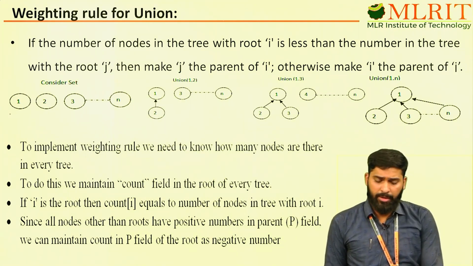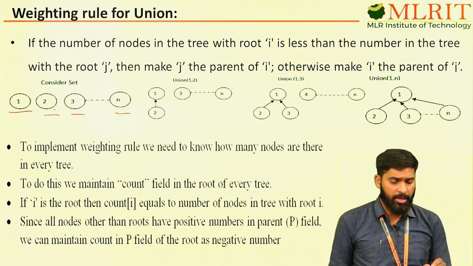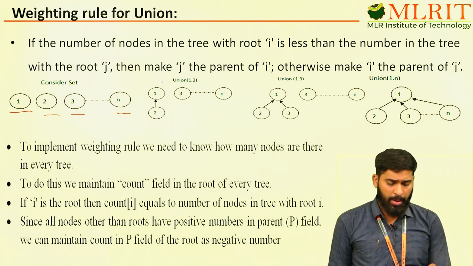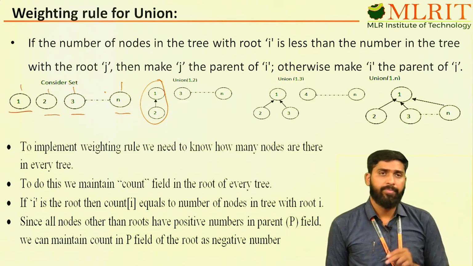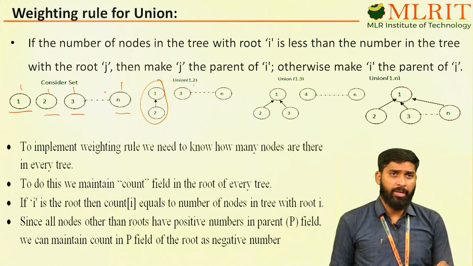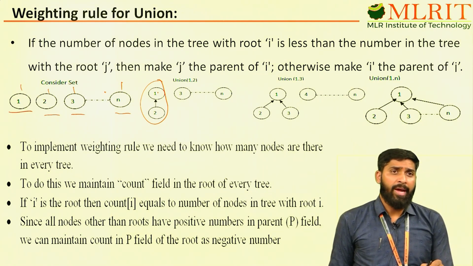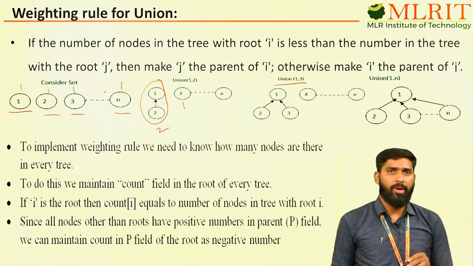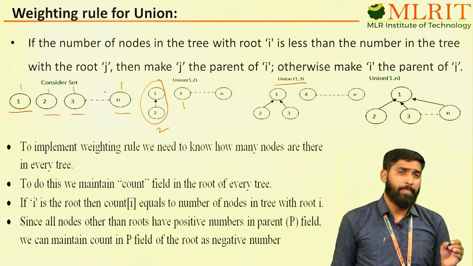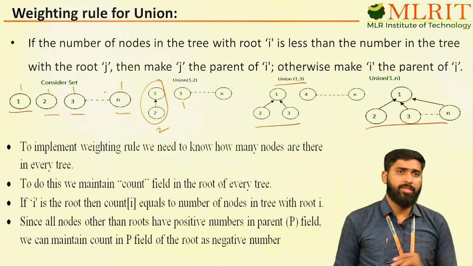Consider the sets 1, 2, 3 up to n. These are the sets S1, S2, S3 up to Sn. Union of 1 comma 2: initially the number of nodes is 1 in all the sets. You compare 1 and 2, both have the same number of nodes, so I make 1 the parent of 2. Next I consider union of 1 comma 3. 1 comma 2 has 2 nodes, 3 has only 1 node, so I make 1 the parent of 3. This is the resultant tree, and similarly up to n.